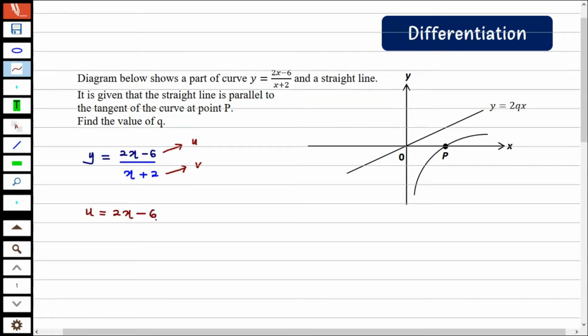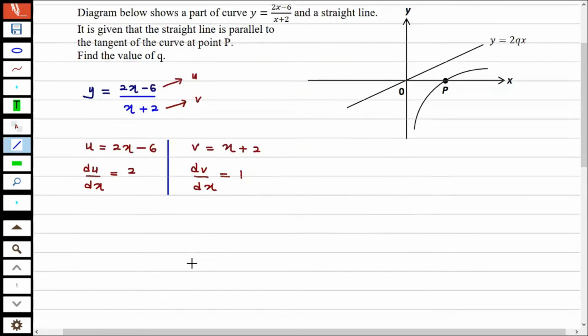So I'm going to do du/dx. It's going to be 2, right? When you differentiate this one, you're going to get 2. The second one is v. v is x plus 2. So when I differentiate, dv/dx is going to be 1. Hope that you understand that small differentiation, guys. This is a simple differentiation that you have to understand. So we're already done, right?